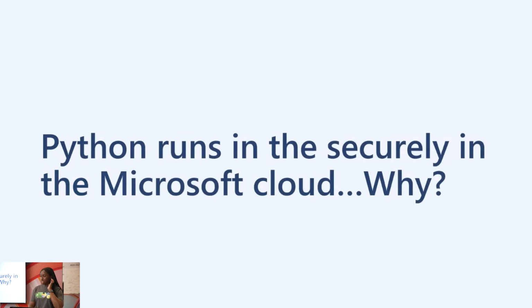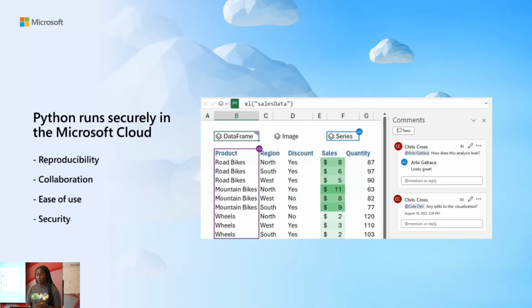Okay, great. So as you saw, when I was running the code, you saw pound busy, and I mentioned that this code gets sent up to the Microsoft cloud. Some of you may be wondering why cloud, why did we decide to have the code run there instead of locally? And there are 4 important reasons that I just wanted to walk through with everyone today. The first is reproducibility. With Excel, the expectation is that you can open a workbook from over 30 years ago and it will still work.